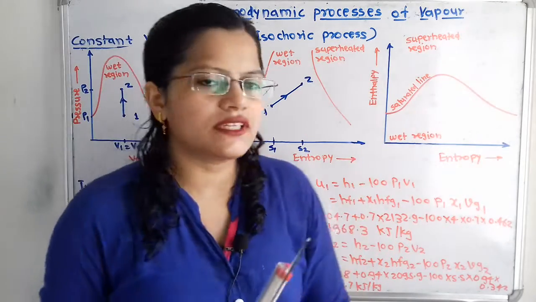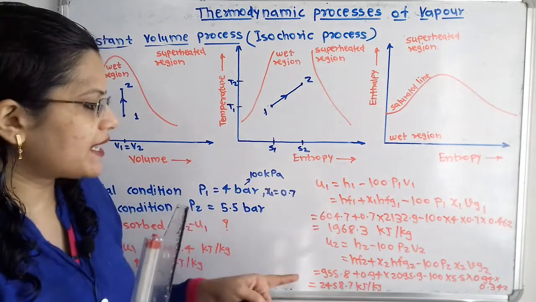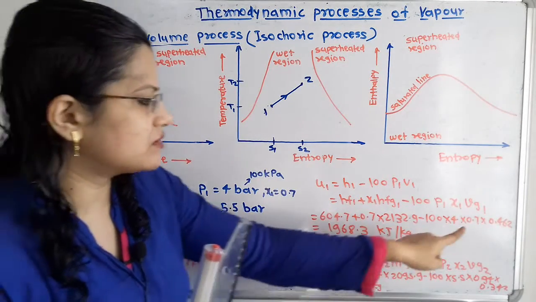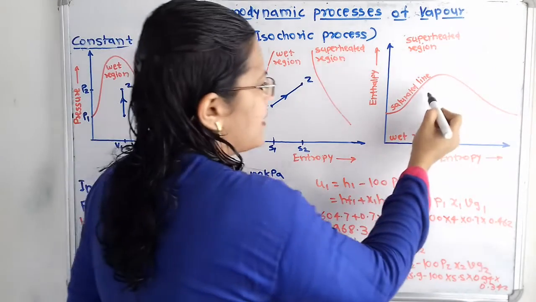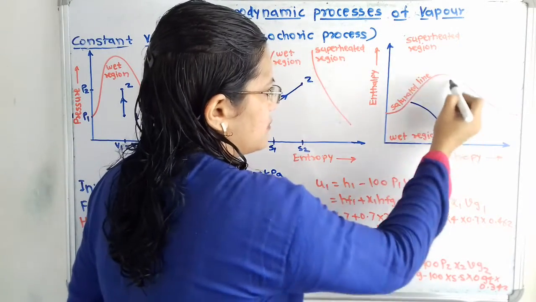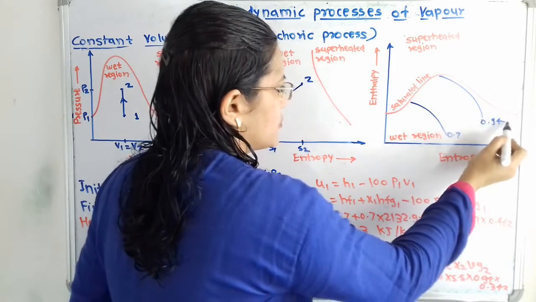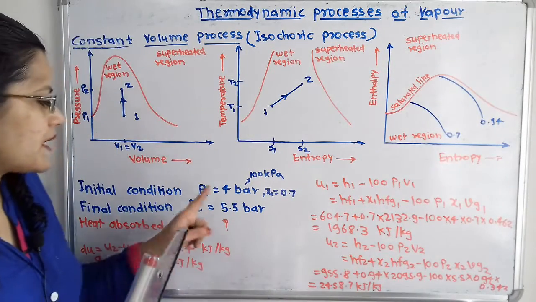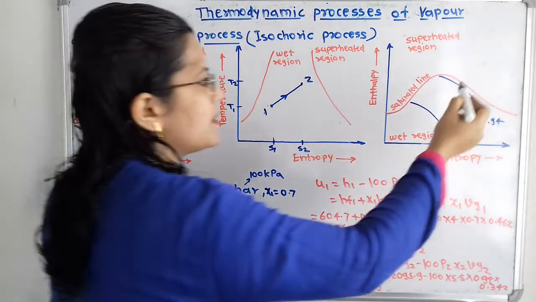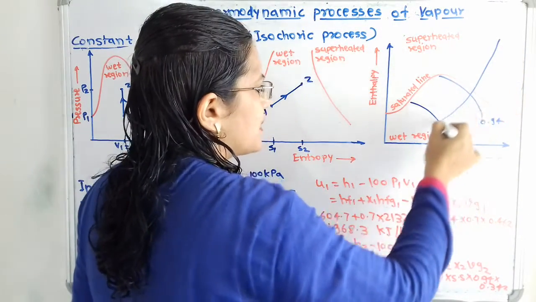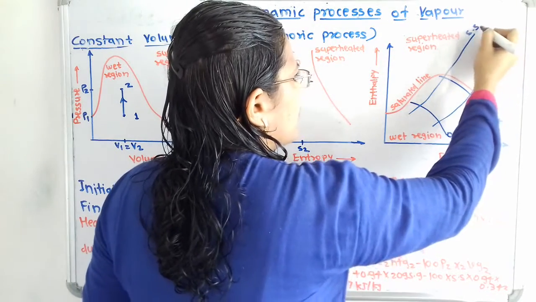Now we will move on to the enthalpy-entropy diagram. In the enthalpy-entropy diagram we have the dryness fractions 0.7 and 0.94. This inclined line indicates the dryness fraction, so we say this is for 0.7 and 0.94. Pressure is also given, that is 4 bar and 5.5 bar. Here are some inclined lines for the pressure. We say this is for 4 bar and this is for 5.5 bar.